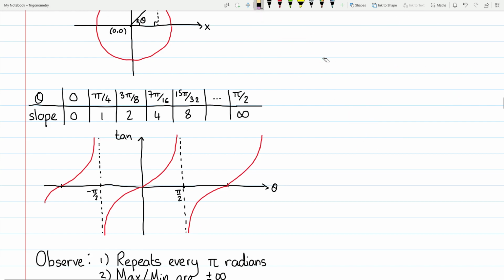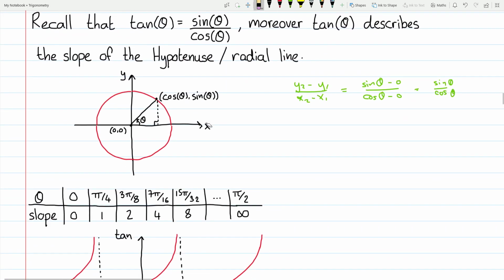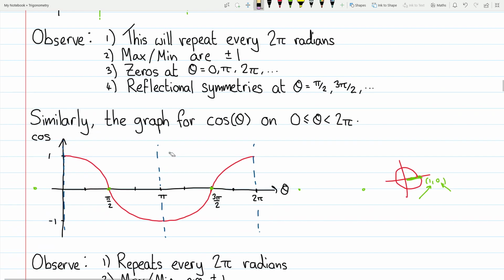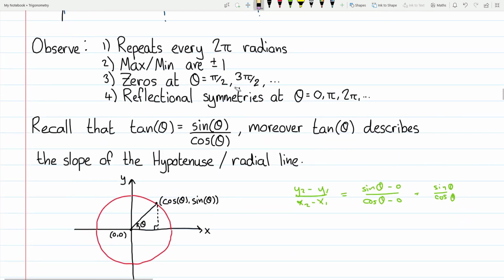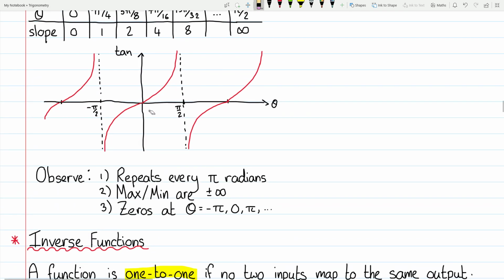But if there's anything to take away, it's that the sine function looks like this, the cosine function looks like this, and the tangent function looks like this. One interesting thing to point out is that this repeats every pi units, whereas the cosine and sine repeated every 2 pi. So somehow by dividing a 2 pi periodic function by a 2 pi periodic function, we've now got a 1 pi periodic function. Our minimums and maximums are plus or minus infinity because we zoom off to infinity and down to negative infinity.